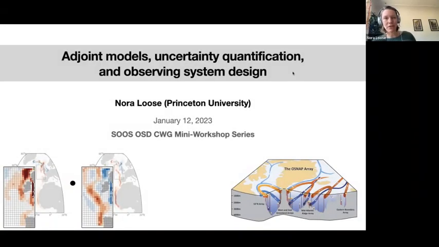Yeah, I'll speak about how adjoint models and uncertainty quantification can help us to design observing systems. And as Danny said, this was part of my PhD work and also my first postdoc year at UT Austin together with Patrick Heimbach.